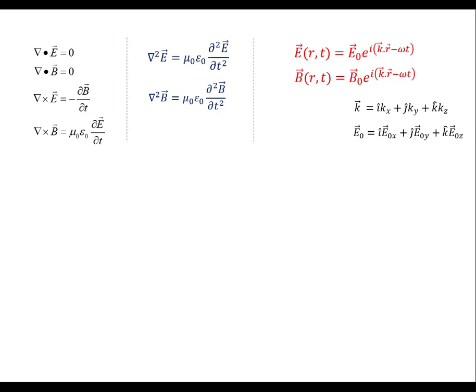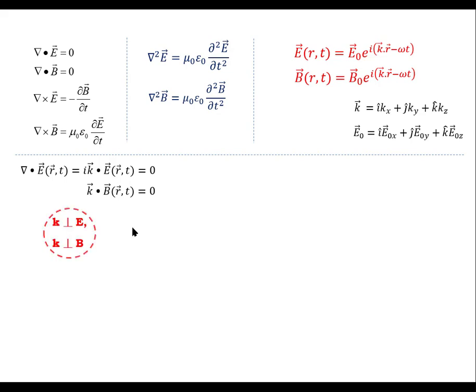We have also found the relationship between E0, B0 and K. The relation between K, E and B was found by placing E and B solutions in Maxwell's equations, and that gave the conclusion that E and B are perpendicular to the wave propagation vector. We have also found this relation by putting these solutions of E and B in the third and fourth Maxwell equations, and its conclusion is that B, E and K all are mutually perpendicular.